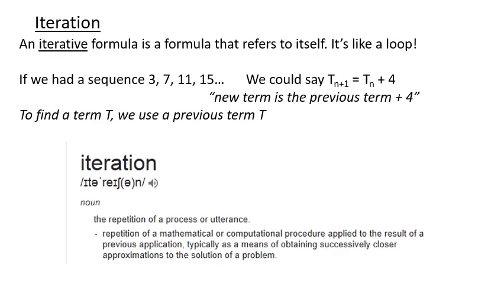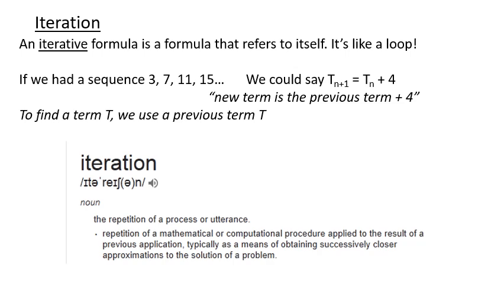So what is iteration? Well, an iterative formula is a formula that refers to itself. It's a bit like a loop. For example, if we had the sequence of numbers 3, 7, 11, 15, etc., we could use the formula that says term n plus 1 equals term n add 4. So to get to the next stage, we use the previous result and add 4. We would continually be using the answer from the previous calculation and then adding 4 to it to get the next answer in the calculation. To find a term, we use a previous term.